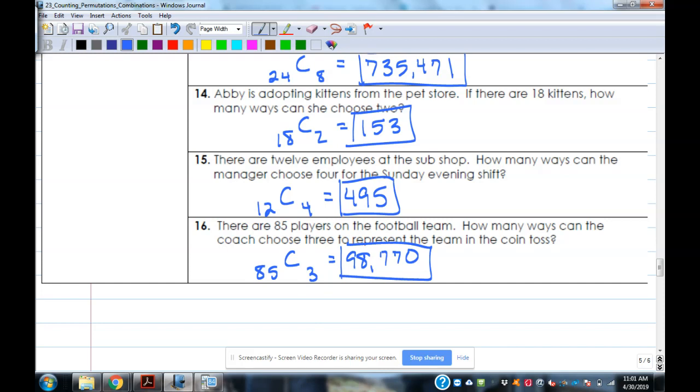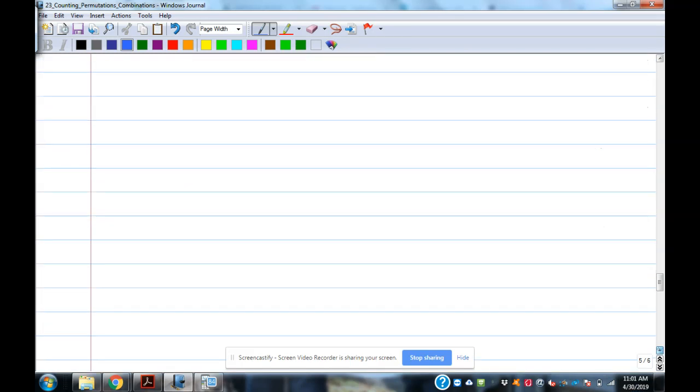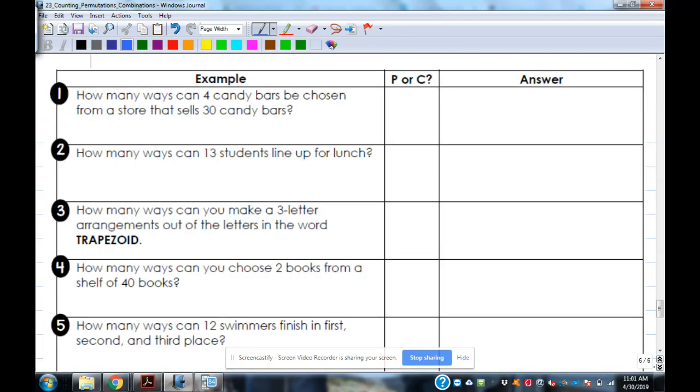All right, next page in your notes are some more examples, and we're going to talk about whether it's a permutation or a combination, and then you guys can work it. We're going to name if it's a permutation or combination, and then you can work it on your own.